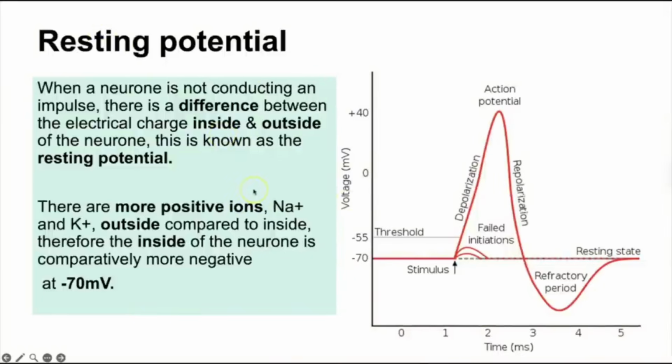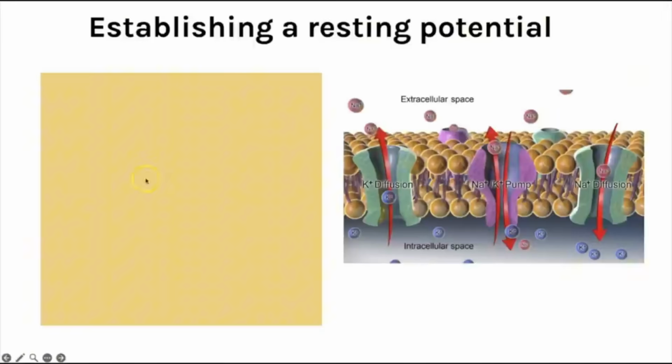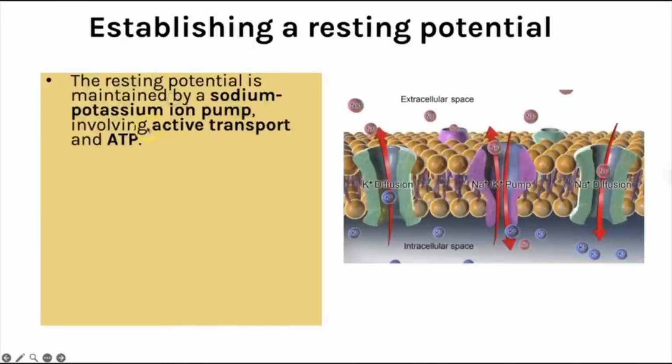So there are more positive ions, so sodium ions and potassium ions, outside compared to inside, and therefore the inside of the neuron is comparatively more negative at minus 70 millivolts, and you do need to know that value. So this is quite a common 2 or 3 mark question to explain how that resting potential is established or maintained. So first of all, there is a sodium potassium ion pump, which involves active transport and therefore ATP. So that's what we can see here in the membrane of the axon.